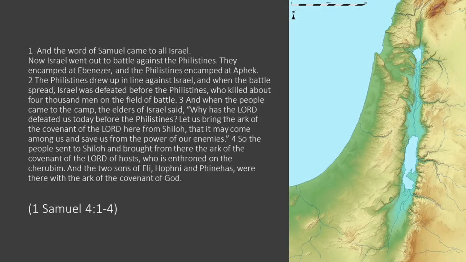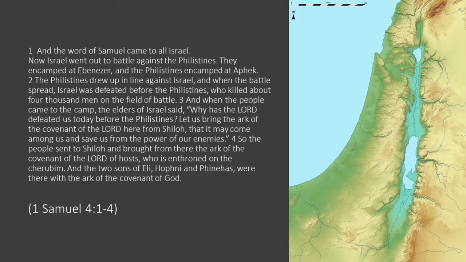And the word of Samuel came to all Israel. Now Israel went out to battle against the Philistines. They encamped at Ebenezer, and the Philistines encamped at Aphek. The Philistines drew up in line against Israel, and when the battle spread, Israel was defeated before the Philistines, who killed about 4,000 men on the battlefield.